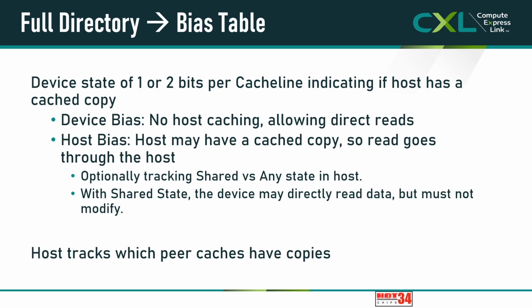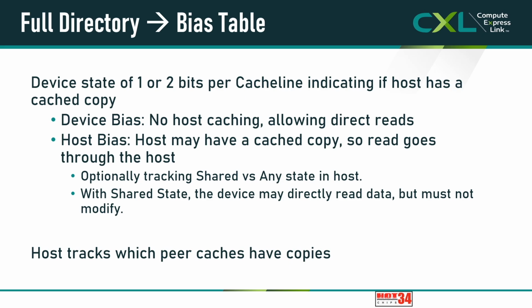So a little more detail on that. The full directory or bias table basically says that the device has state that's 1 or 2 bits per cache line, indicating if the host has a cache copy. And we use this term device bias to indicate that the state indicates the host has no copy. And this allows the device to directly access its own memory without going through the host. Now, the alternate state is that it's in host bias, meaning the host does have a cache copy. So a read would have to be sent through the host in the .cache channel to resolve coherence before the device could access its own memory.